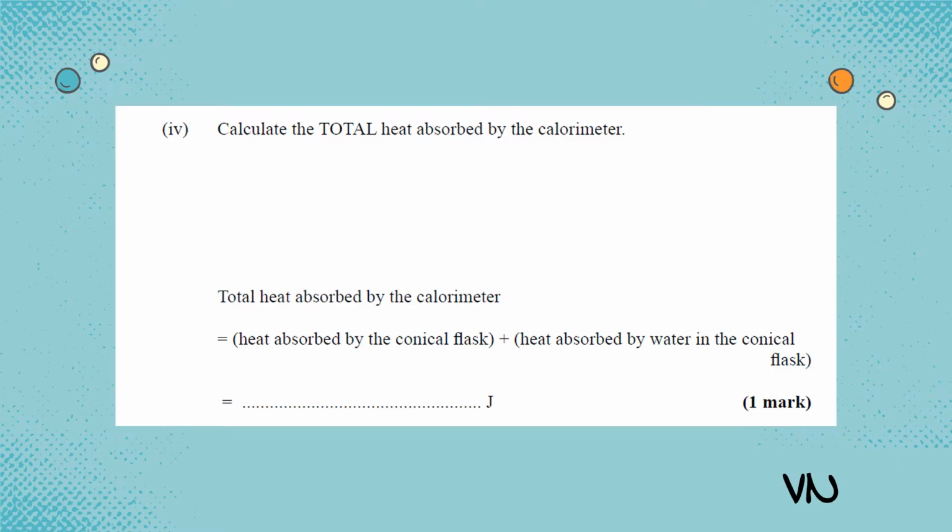Part 4 of the question asks us to now calculate the total heat absorbed by the calorimeter, and you're given a formula there. So we just substitute into that formula. We're going to have 1291.5 joules plus our last answer there, 10,130.4 joules, which will give us a total of 11,421.9 joules.